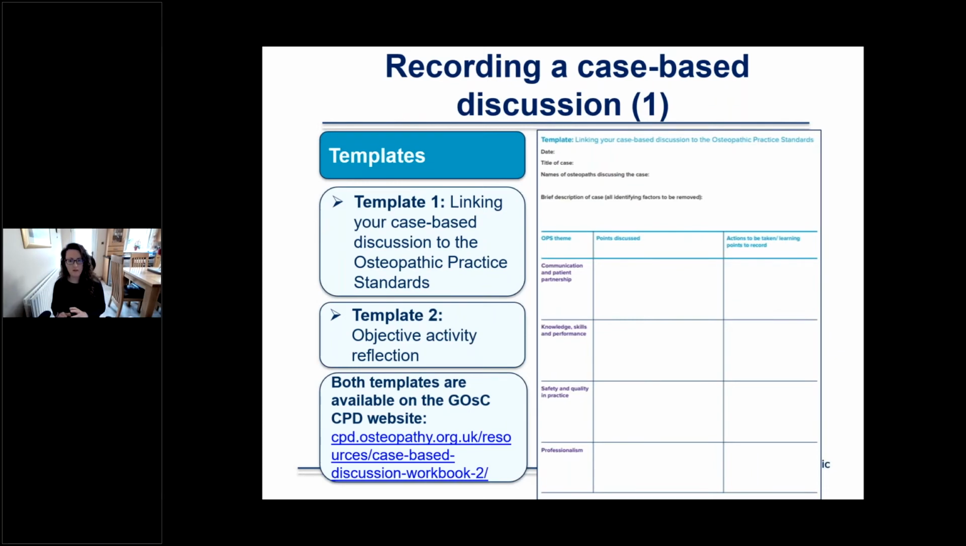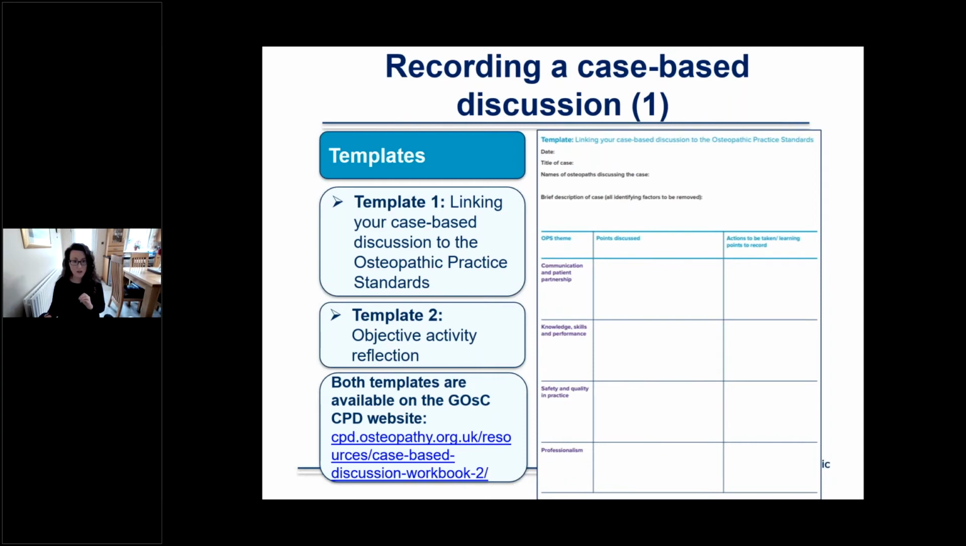So you'll also need to think about how you're going to record and structure your reflections. Do decide in advance how you prefer to do this. Is it during or following the case-based discussion? Remember that keeping records of your discussion will allow you to count the activity towards your CPD requirement.